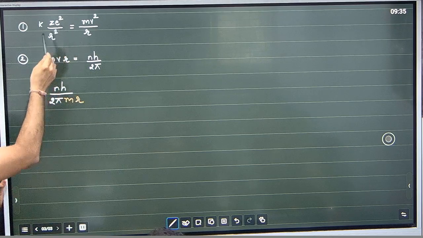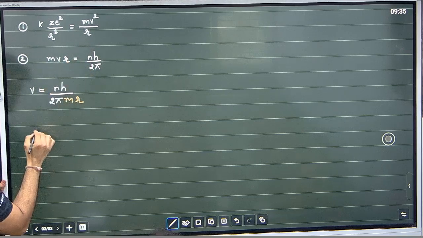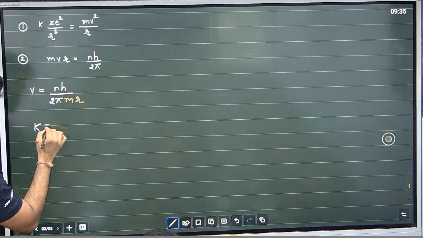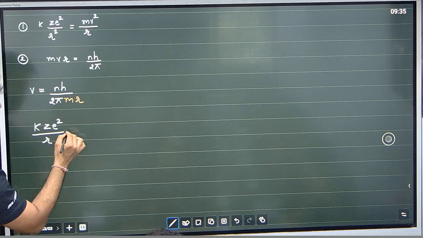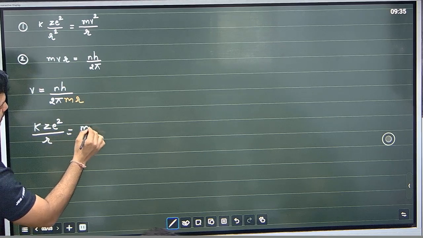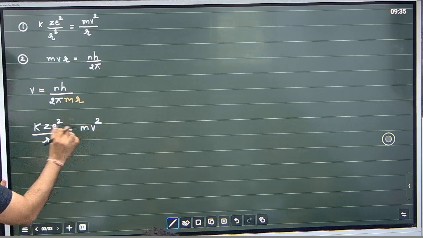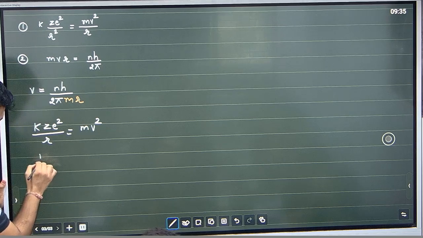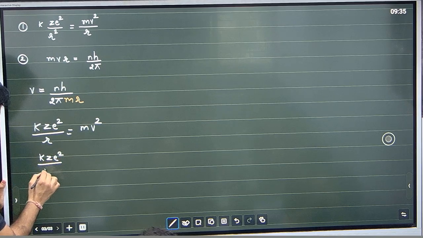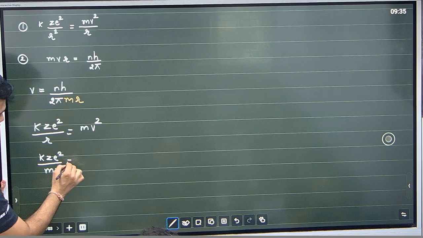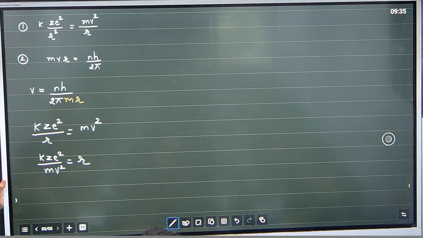Now take the first equation. In the first equation, when we cancelled r, what was the equation? k Z e squared upon r is equal to m v squared. If I take r over here, what do we get? k Z e squared over m v squared is equal to r. Any questions still here?